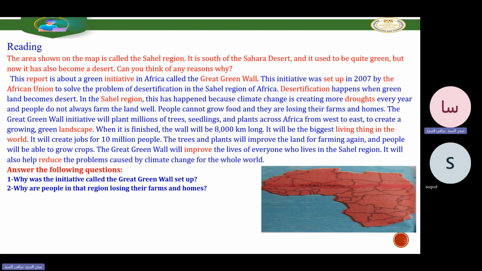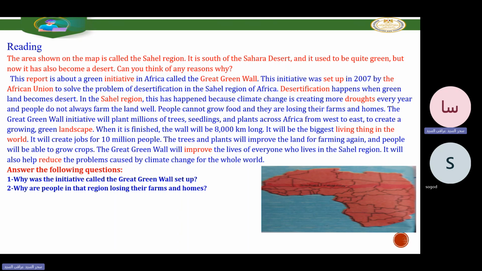Okay, let's start reading. The area shown on the map, of course, this area. Here we have the red line. Yes, here in the middle of Africa. They are going to build, or they are working on it now, the Great Green Wall. They are going to build a wall across Africa. What for? Let's read and find the answer.